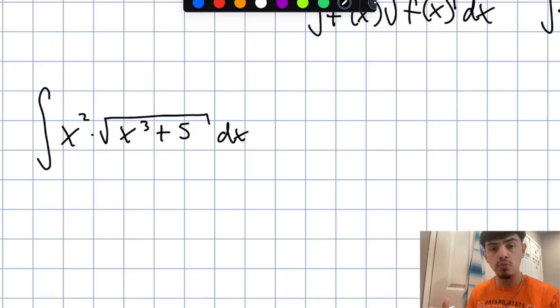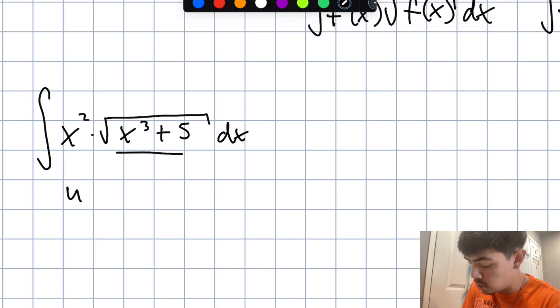We have a square root, so let's go ahead and look inside of the square root and make that our U and see if that works, right? So let's go ahead and set this inside equal to U. So we have U is equal to x cubed plus 5.